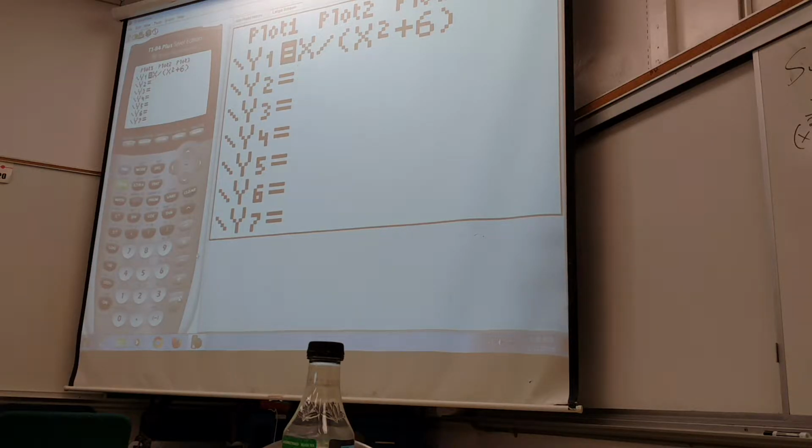Sorry. All right, two things. We haven't gotten to the cube yet, don't worry. So here's x, right? Here's the x button. X divided by parentheses x squared. Right there is your squared button. Plus 6.